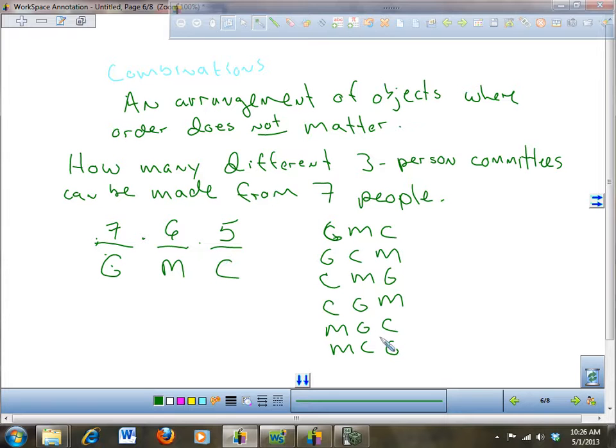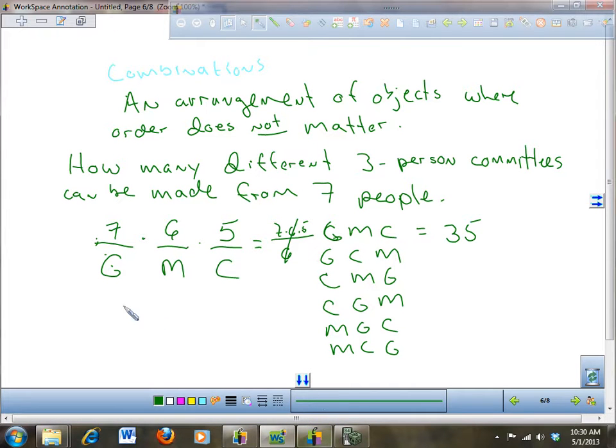So there's 6 different ways I can arrange these 3 people, and order doesn't matter. So all of these on a committee are considered the same, right? Doesn't matter who goes where. So what do you have to divide this number by? You have to divide it by 6. So I would go 7 times 6 times 5 divided by 6, which is 7 times 5, which is 35. 35 different committees you could make if you did a combination.